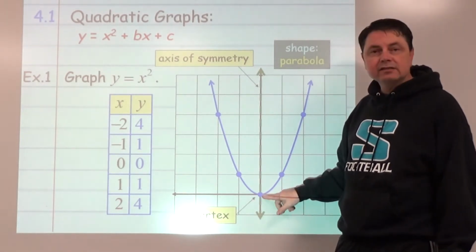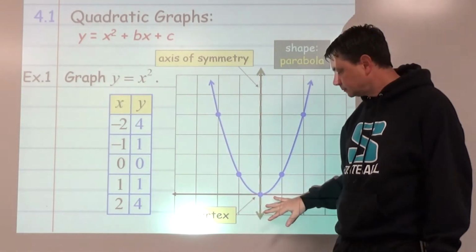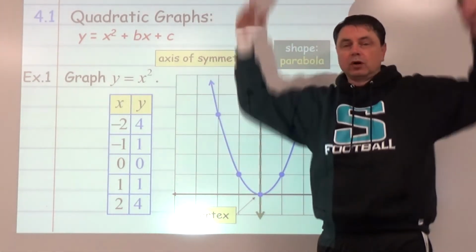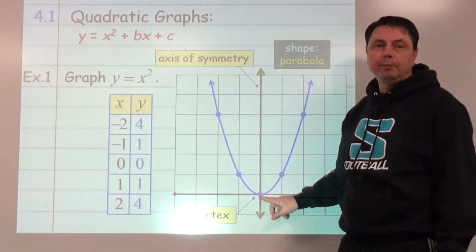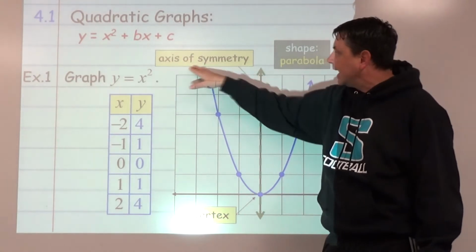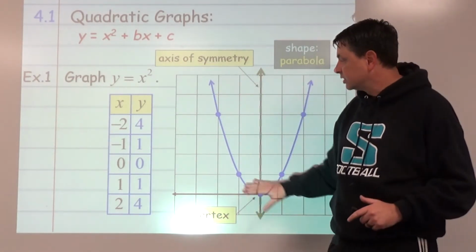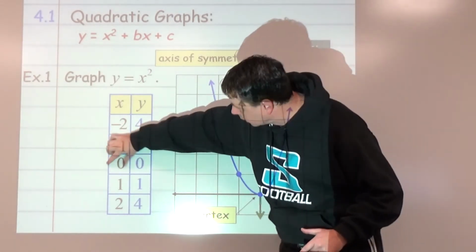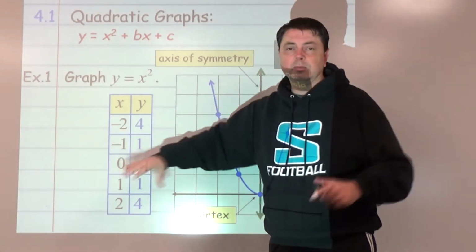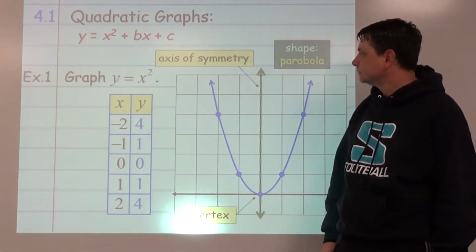The vertex is the most important of all the points that are on the parabola. In this case, for any parabola that opens upward, it's the bottommost point. It's always going to lie on the axis of symmetry. That's the vertex. So for this one, our vertex is right here. Okay, and we're going to try to get used to that. The middle value in the table, 0, 0, would be the vertex.